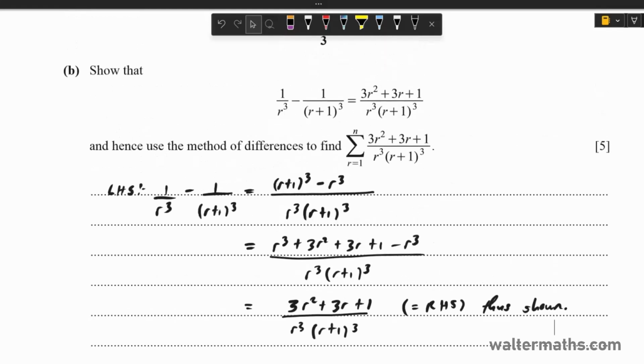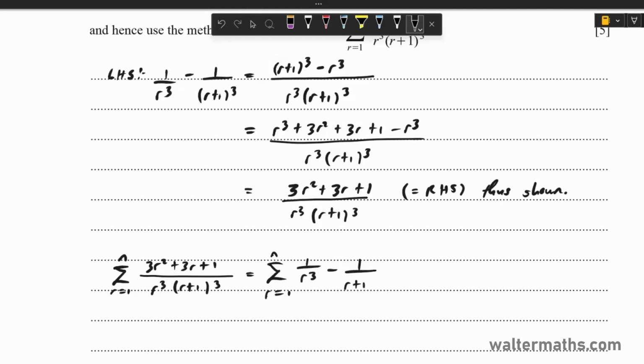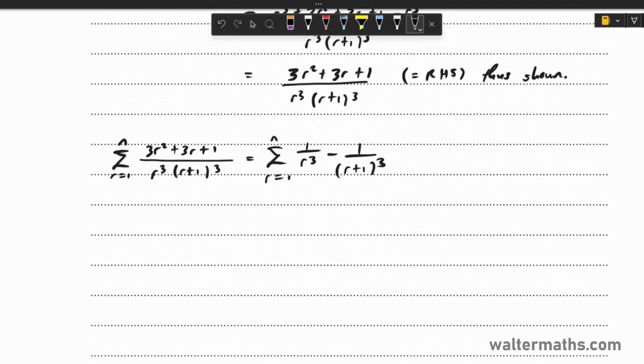Now the question continues to say, we should hence use the method of differences to find the sum to n of this form. Alright, so basically the sum from r equals 1 up to n of terms of the form 3r squared plus 3r plus 1 over r cubed of r plus 1 cubed should be the same as the sum from r equals 1 up to n of 1 over r cubed minus 1 over r plus 1 cubed. Alright, so we're using the method of differences now.